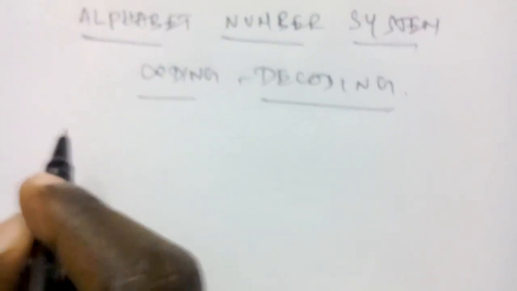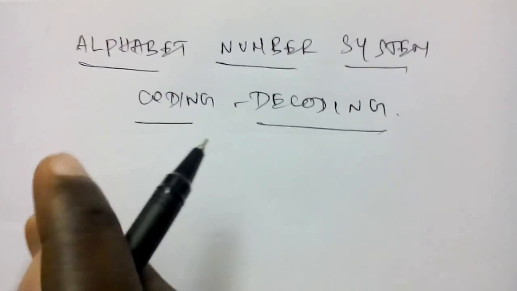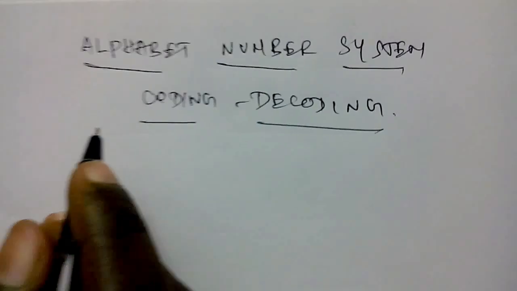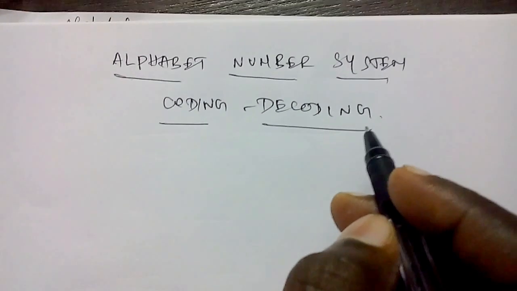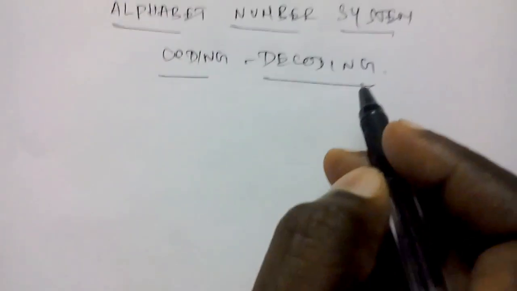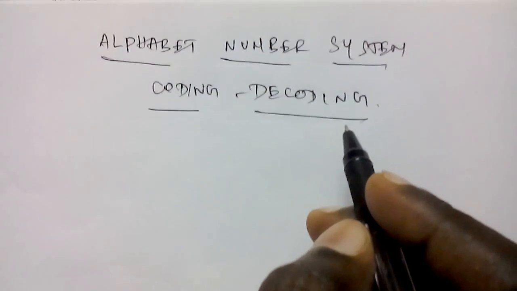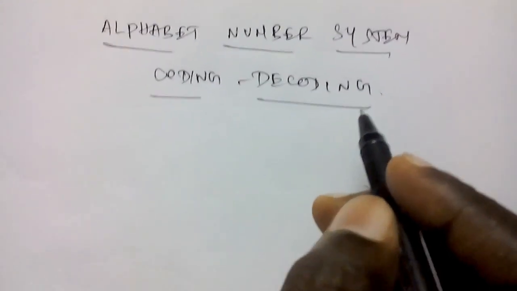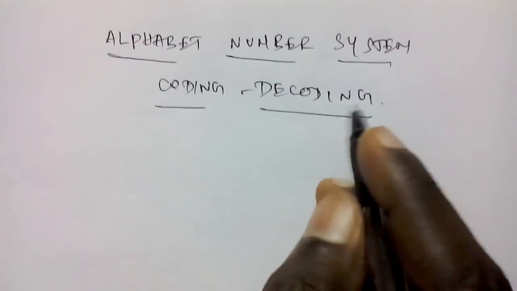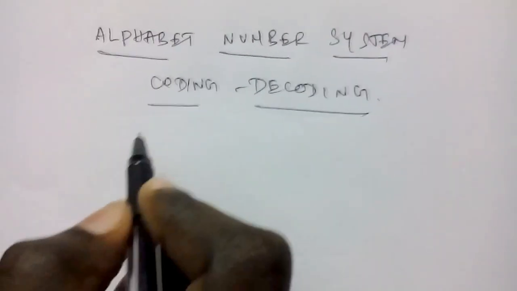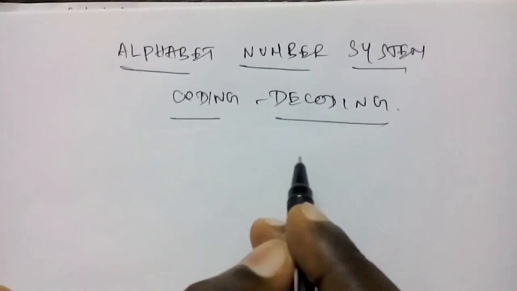This is the second method, or trick, used to solve alphabet number system problems in competitive exams such as IBPS, banking exams, and a lot of other competitive exams. Okay, and this will really help you out in saving your time. So we have a small formula to solve this alphabet number system.